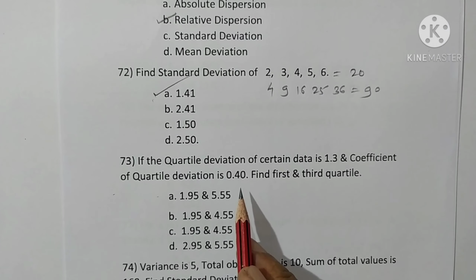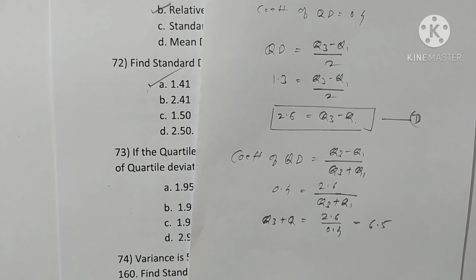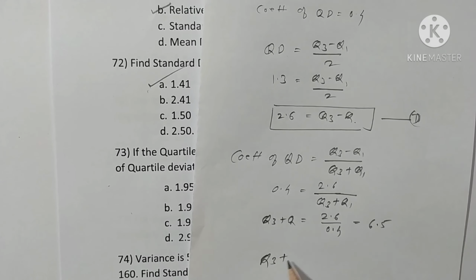6.5. Now the equation is Q3 plus Q1 is equal to 6.5. This is the second equation. By solving these two equations, we find the answers. Q3 minus Q1 is equal to 2.6 and Q3 plus Q1 is equal to 6.5.